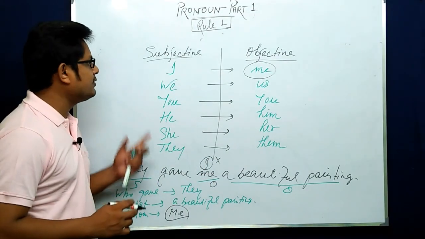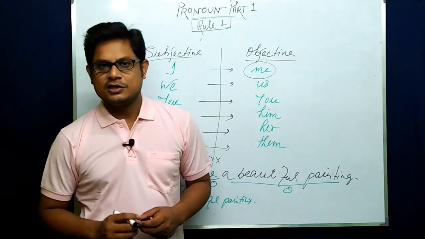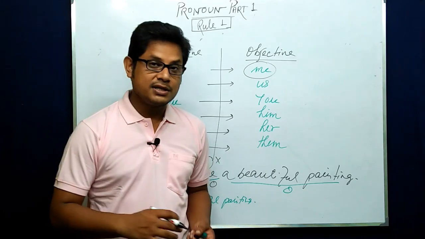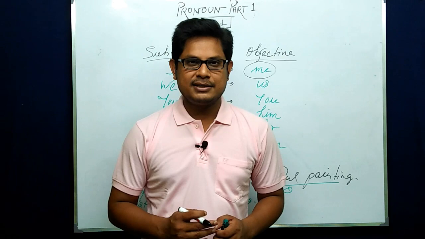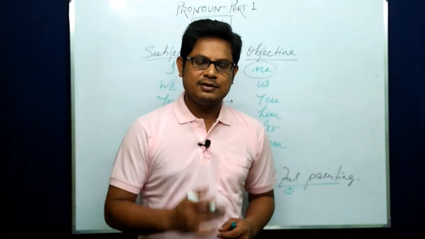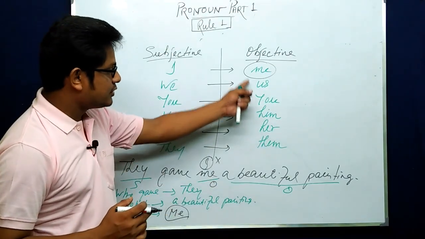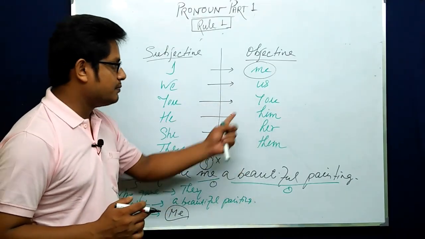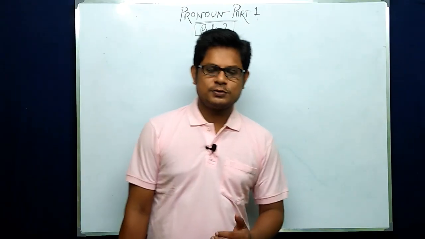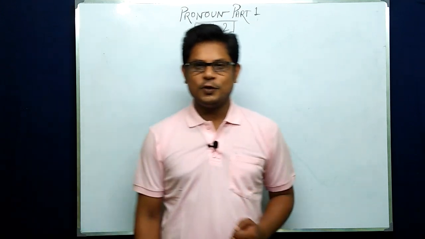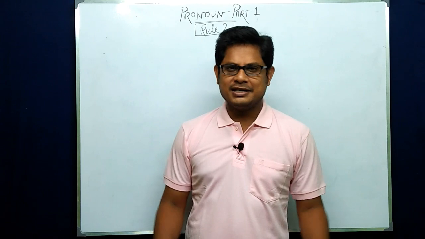Clear? So whenever you use subjective or objective pronouns in your sentence, you have to be very conscious whether you are using them as subject or object, because you cannot exchange them, right? If you want to use them as subject, then you have to use only this part, and if you want to use them as an object, then you have to use another part: me, us, you, him, her, them, any of them. So students, it was rule number 1, and I do hope your doubts regarding subjective and objective pronouns are completely clear to you now.